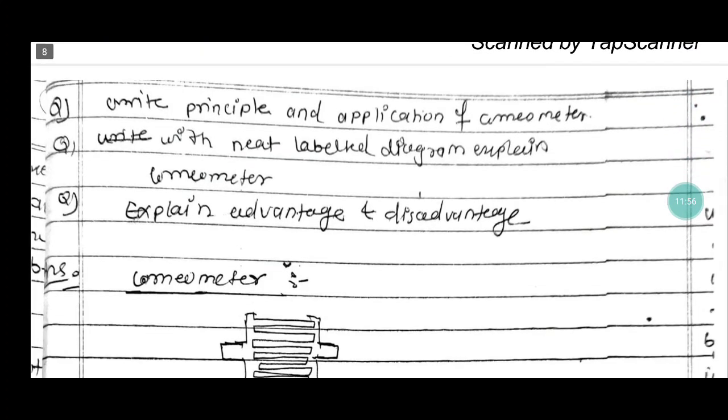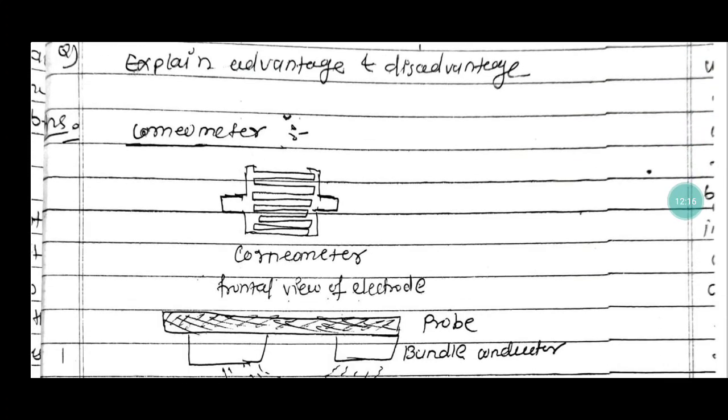So the next question is: write the principle and application of the corneometer, and with a neat labeled diagram explain the corneometer. And lastly, the next question is: explain the advantages and disadvantages of the corneometer. And this is the diagram of the corneometer.